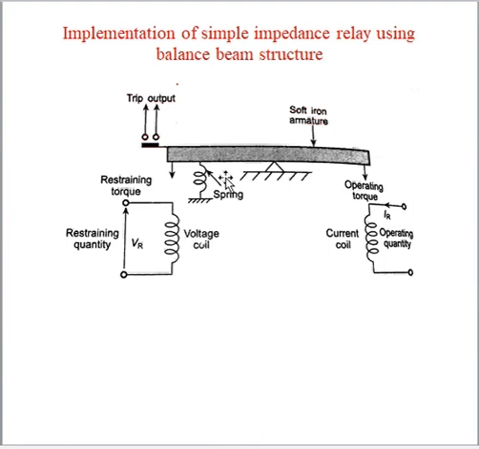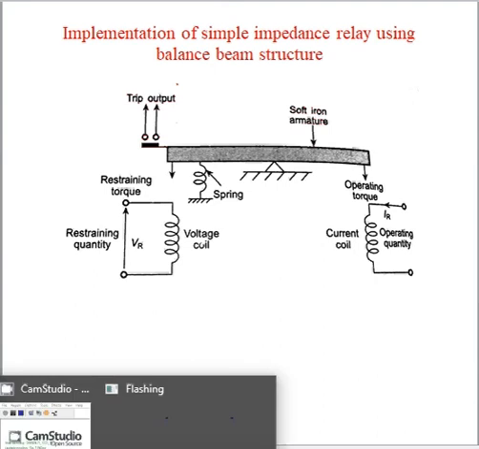Okay, if the voltage is more and the current is less in normal condition, then this will attract this one. Okay, and these are in open circuit. Then restraining, this is the operating, okay, of the impedance relay. Next class we can see.